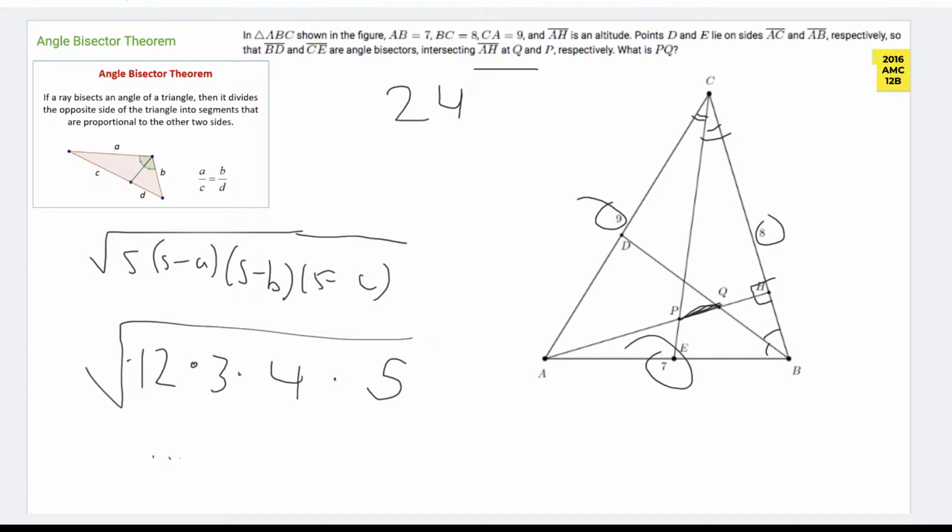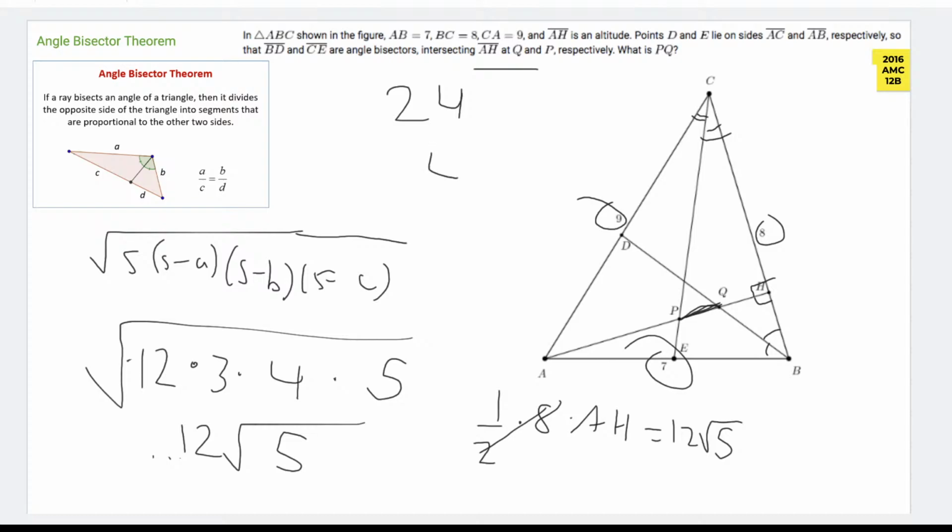Now we compute this. 12 times 3 times 4 is 144, so this is the square root of 144 times 5, and the square root of 144 is 12. So 12 times the square root of 5 is the area of the triangle. If you turn this diagram around, the area of the triangle is also CB times AH times 1 over 2. That means 1 over 2 times 8 times AH equals 12 times the square root of 5. Since 1 over 2 times 8 is 4, we get 4 times AH equals 12 times the square root of 5. Now divide both sides by 4 to find the altitude, and you get 3 times the square root of 5.